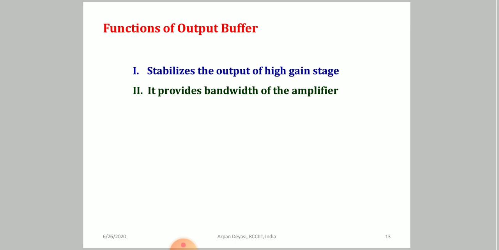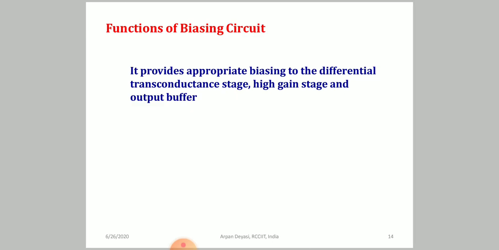And then I am coming to the last part, which is the function of the biasing circuit. It provides the biasing to all those stages: the differential transconductance, the high gain, the output buffer, everything. Naturally you require the biasing arrangement, otherwise your circuit will not work.